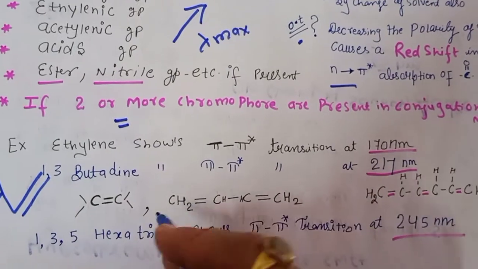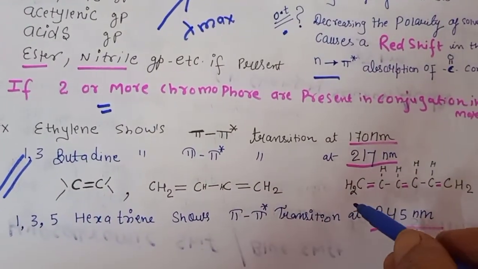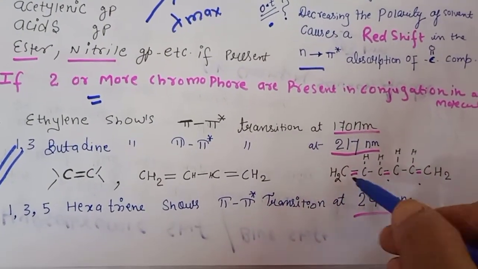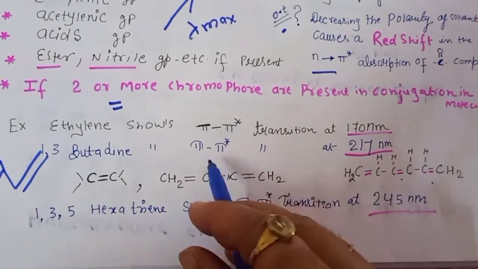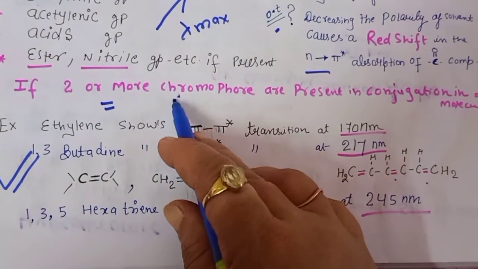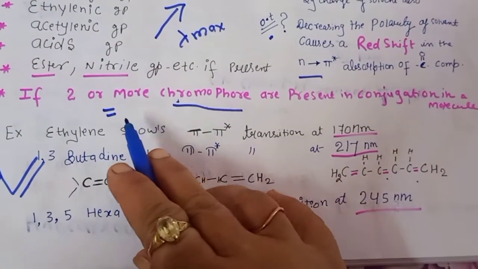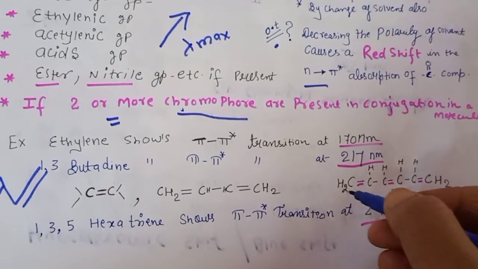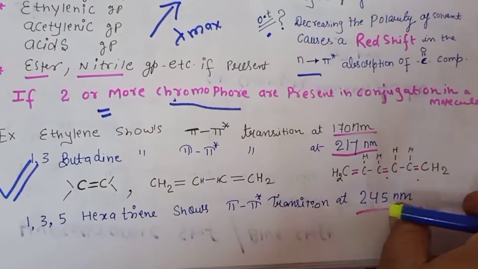Again, this is the structure of 1,3-butadiene. And if we see the 1,3,5-hexatriene, meaning 1, 2, 3 double bonds are in conjugation, the value again increases. Now you can see this double bond is acting as a chromophore group here. The values are increasing. 170 for the ethene, 217 for 1,3-butadiene, and for 1,3,5-hexatriene the value is 245 nanometers. This example is very easy.